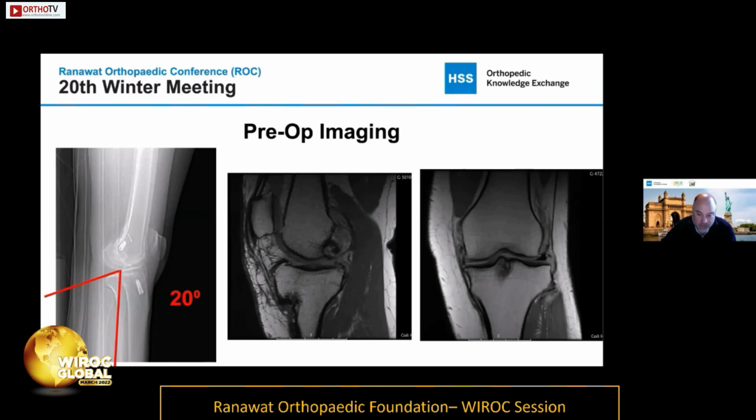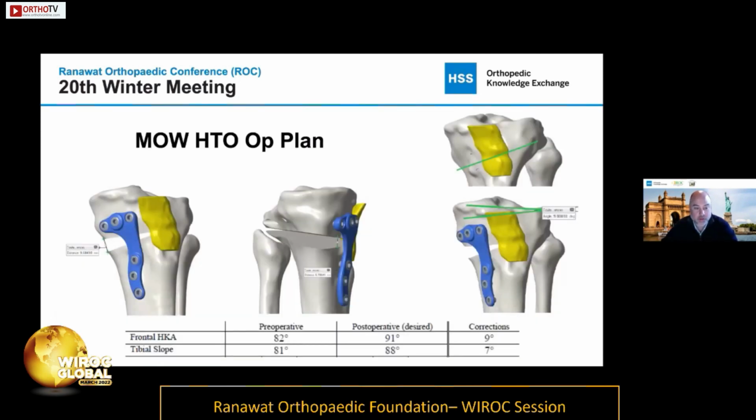All these patients, as Daniel pointed out, you have to always think, is it pain or instability? And sometimes it's both. In her case, it was both. So what we did was a PSI guide, where we can dial in the coronal correction.